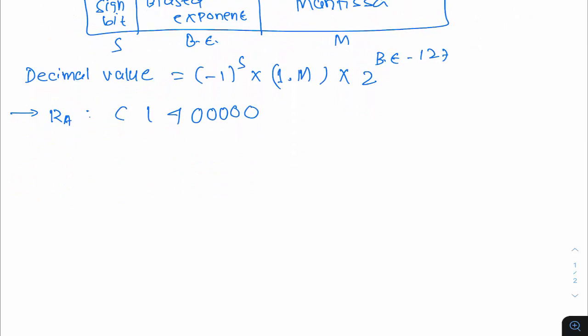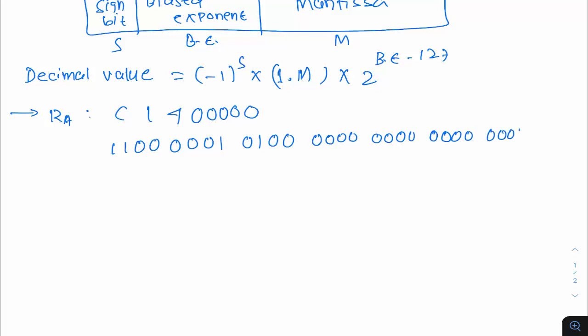If I write it in binary pattern, C stands for 12, which is 1100. Then 1 is 0001, then 4 is 0100, then 0000 for each zero. How many zeros are there? 5 zeros: 1, 2, 3, 4, and this is 5. So this is your C, this is your 1, this is your 4, and then the zeros. I have just written this binary pattern.